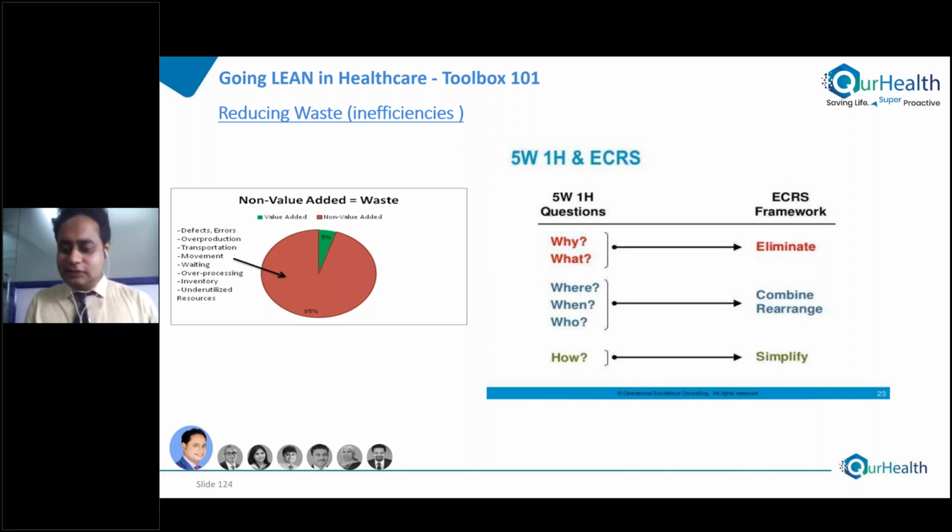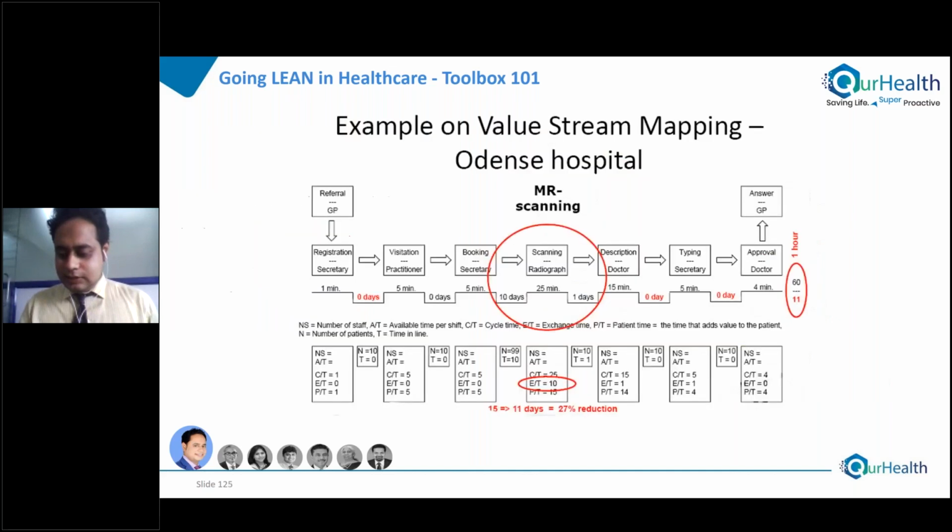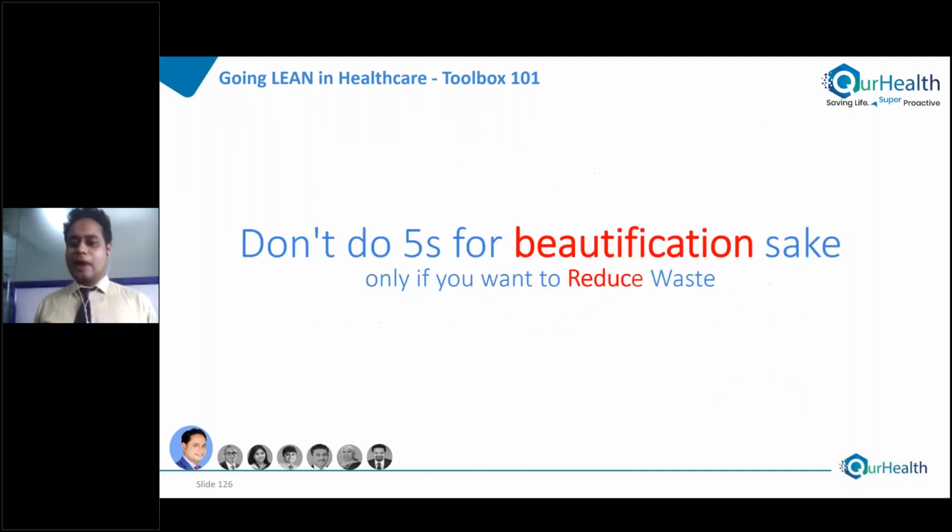Next slide, please. This is an example of a value stream mapping in a hospital. Next slide, please. Value stream mapping is nothing but a process flow where we try to eliminate all the non-value added activity in the process.